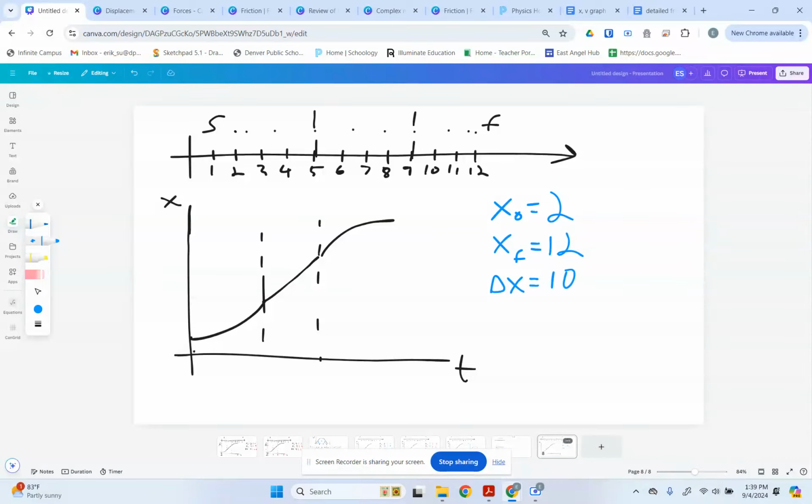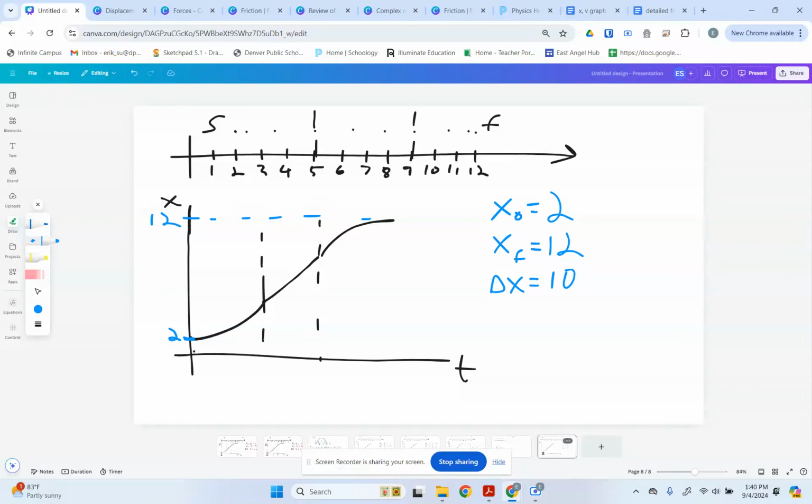I'm going to add those numbers onto my position graph so you can see how they would be represented there. This initial position would be 2 on that scale, and the final position is all the way up here, which is going to be 12, right? So that's where those two positions would be on the position graph. Fair enough? And the displacement is just the difference between those two numbers, okay?